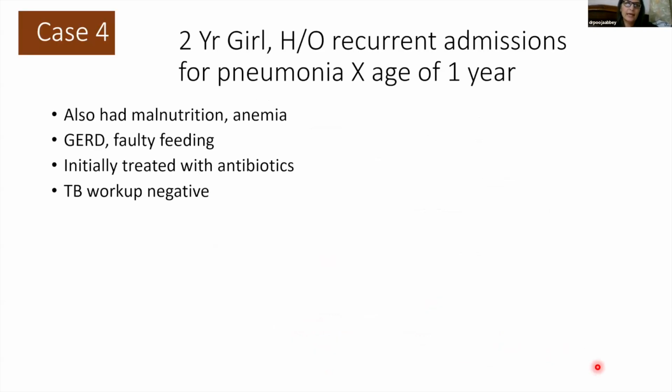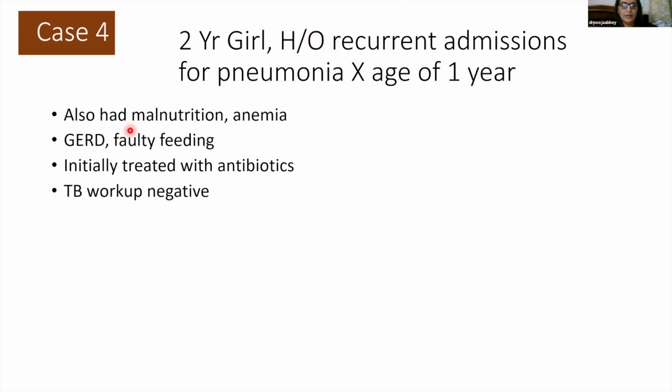Okay, so next case then. This was a 2-year-old girl with a history of recurrent admissions for pneumonia since the age of 1 year. In this case, I'll be going back and forth. So we start with when the child came to us. Previously, the child also had malnutrition, anemia, gastroesophageal reflux, and faulty feeding, and had been treated for these recurrent pneumonia episodes with antibiotics.